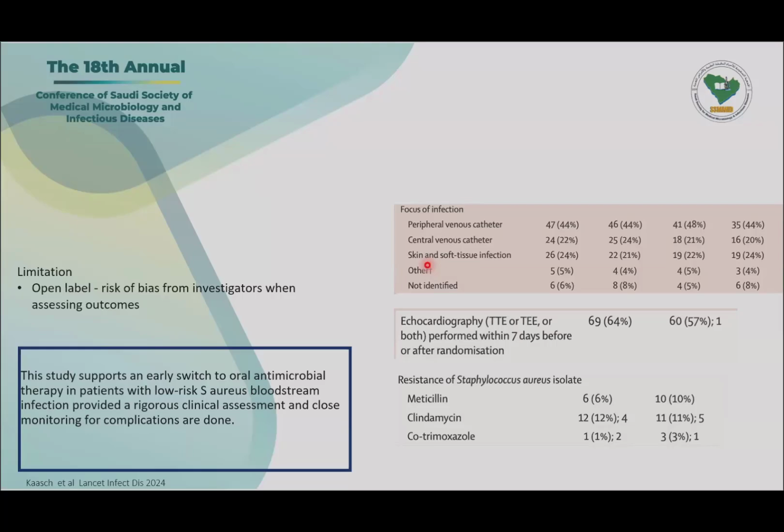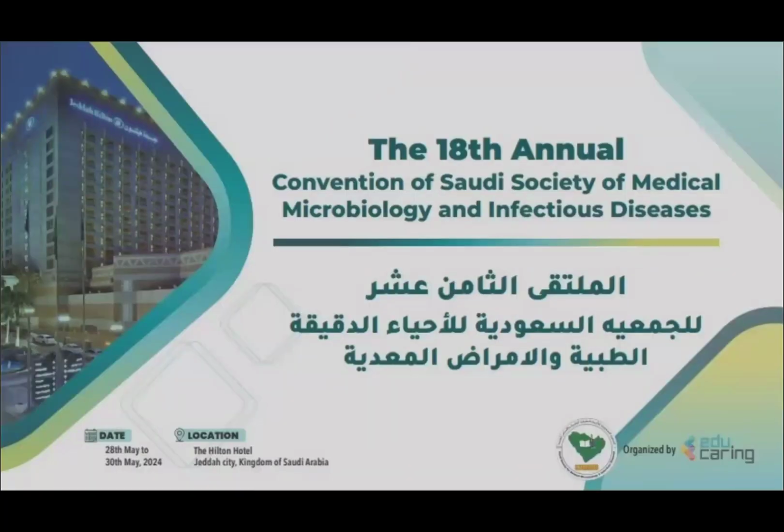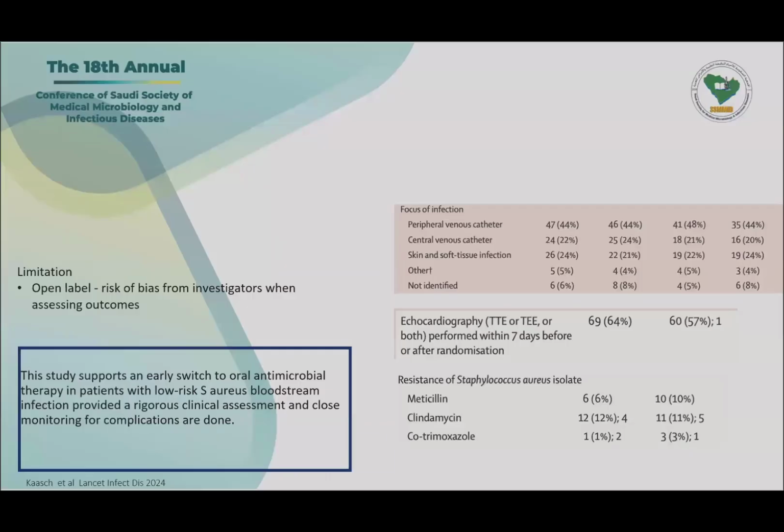Also, a very interesting point from this study was, if you look at the echo, whether transthoracic echo or transesophageal echo, it was done in only 64% of the group who received the oral switch and 57%. It's quite interesting that these patients, after 7 days of IV therapy, were switched to oral without having at least a transthoracic echo. Also, an important finding is that patients with MRSA represented only around 5 to 10% of the patient population.